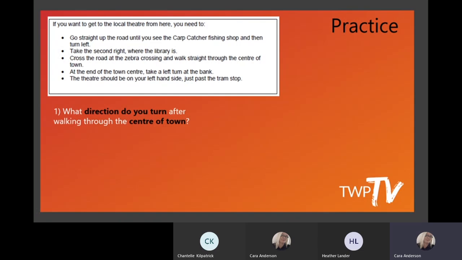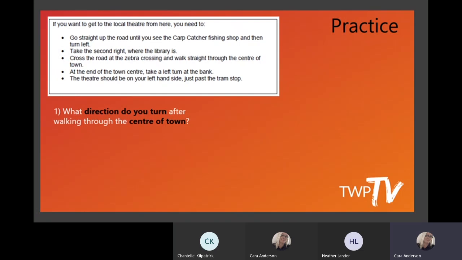I would go to my question. So, what direction do you turn after walking through the centre of town? Okay, so the text says go straight up the road until you see the Park Catcher fishing shop, and then turn left. Take the second right where the library is. Cross the road at the zebra crossing, walk straight through the centre of town. At the end of the town centre, take a left turn at the bank. The theatre should be on your left-hand side, just past the tram shop.